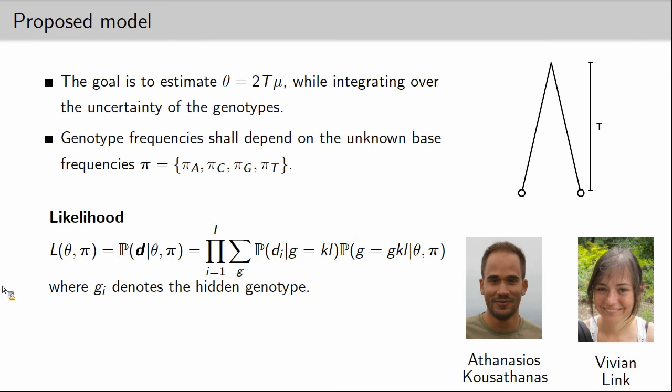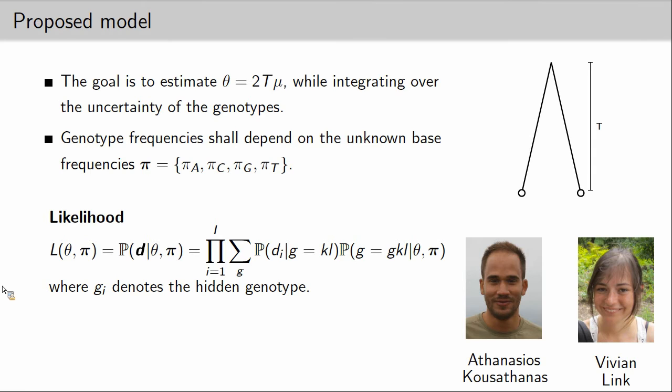So that's the zeta we're interested in estimating. We will never be able to estimate either a mutation rate or T separately, okay? However, it clearly puts a model in place in which we can explain the genetic diversity of a single individual that we're going to use here.